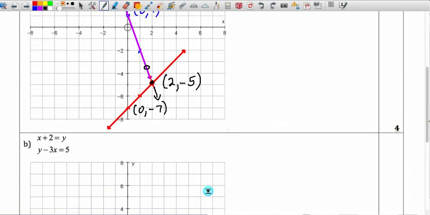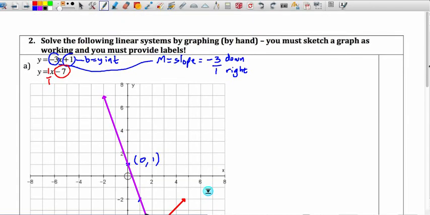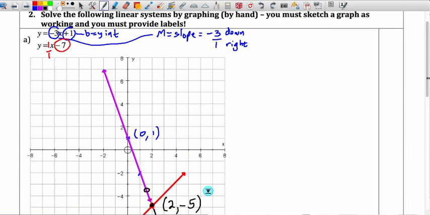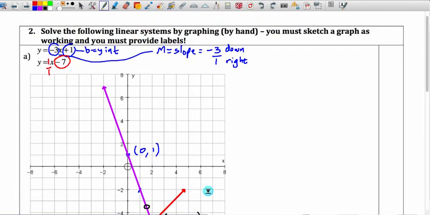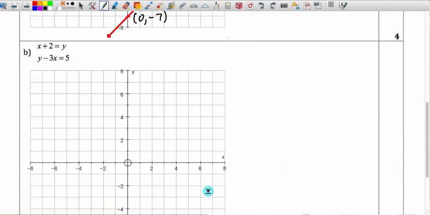Okay, so I'm going to stop the video here at this point before I run out of time, and I'll continue with question 2b on the next installment of the video.